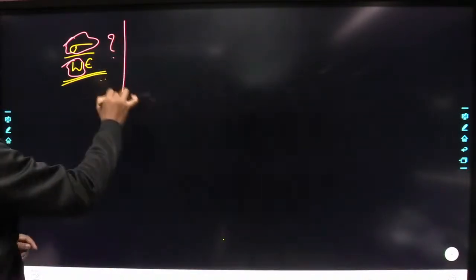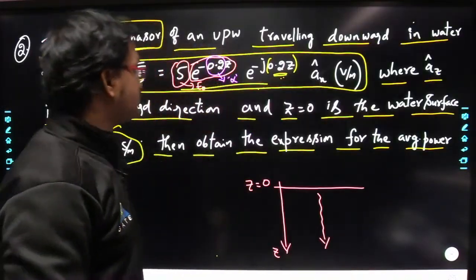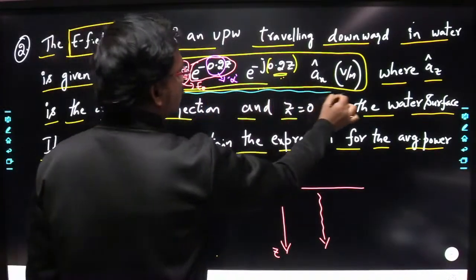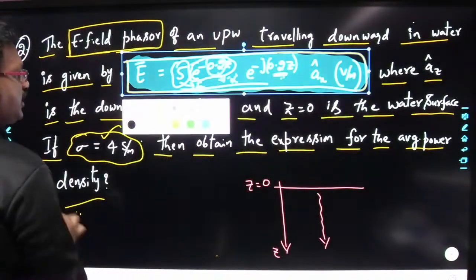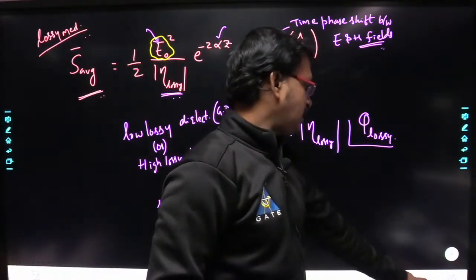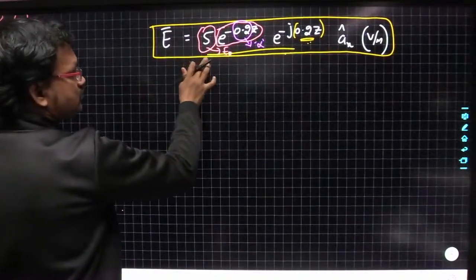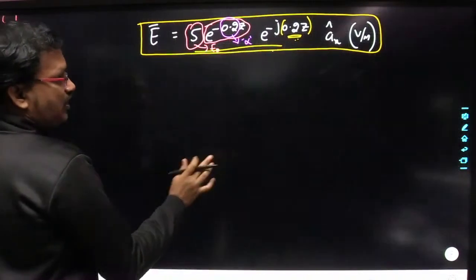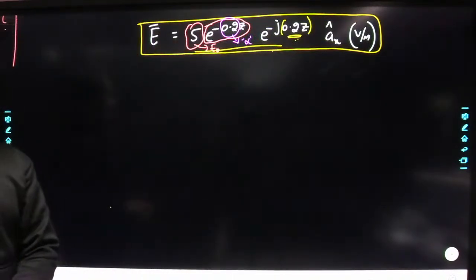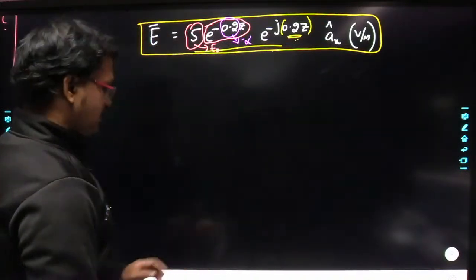So what you have to do here is observe the given expression for the electric field, and you can conclude one thing. What is that? If you are getting any idea just by seeing the expression for the electric field, please let me know. From this expression itself, we can say the nature of the medium. How can we say the nature of the medium? Tell me.